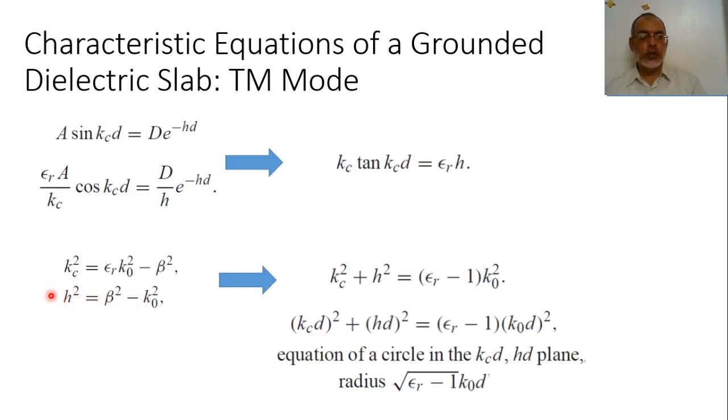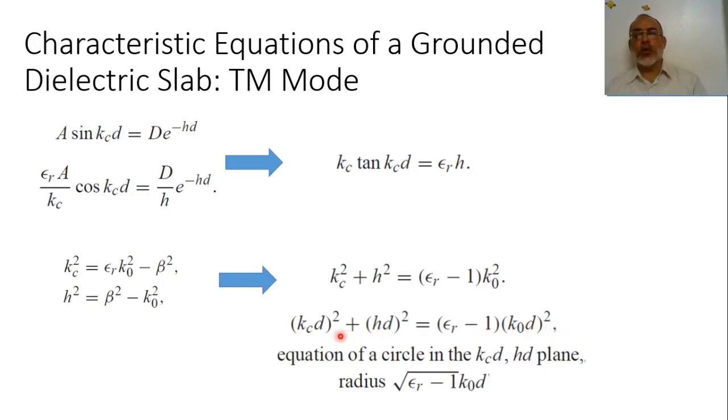This originally comes from the Helmholtz wave equation at the beginning of our discussion. If we add these two values, minus beta squared would be eliminated by beta squared. This can be expressed as Kc squared plus h squared equals epsilon r minus 1 multiplied by K naught squared. Or in other words, we can represent it as Kcd squared plus hd squared equals epsilon r minus 1 K naught d squared.